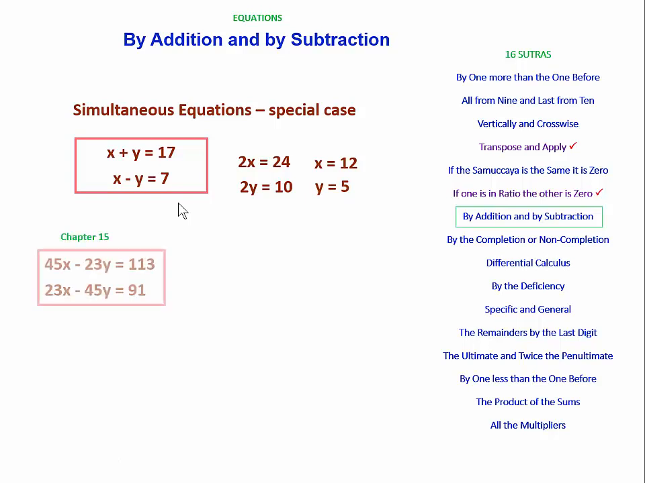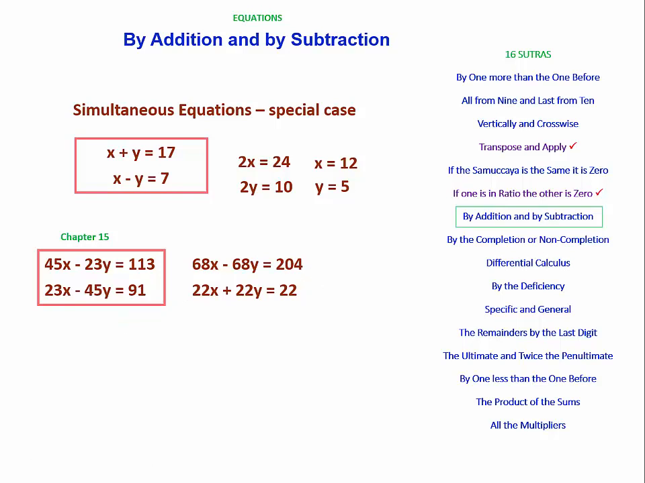Dhyasati gives an illustration of this in chapter 15. He gives this pair of equations which actually involve the application of this sutra twice. If we've got a pair of equations in which the coefficients have got this particular pattern, the same here, 45 and 45, 23 and 23, and the signs here are both minus and plus here, then by addition and by subtraction we get two equations. By addition we get the first one here. By subtraction we get the second one.